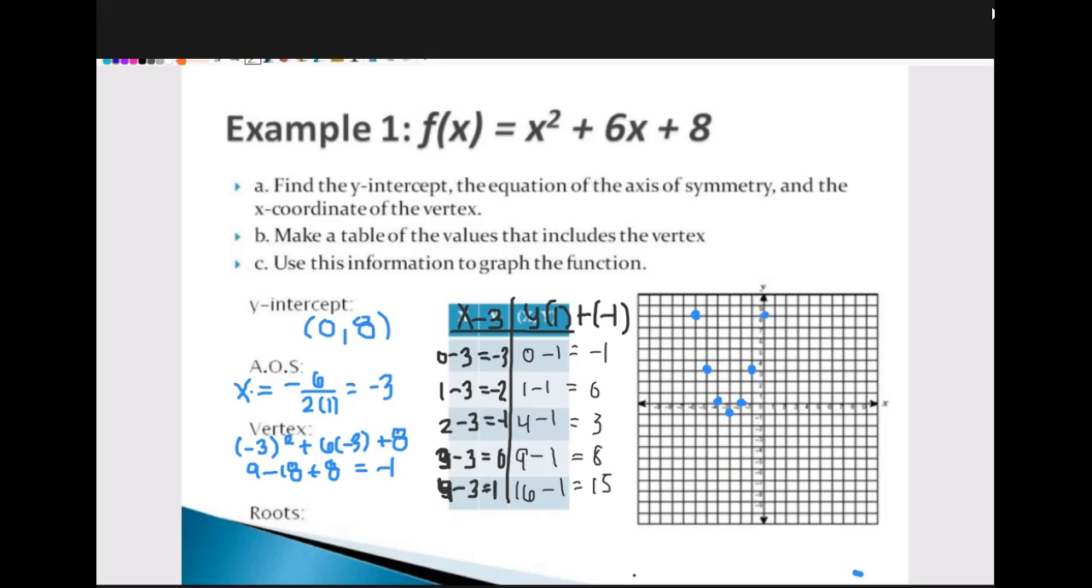But our goal for this unit is to identify the roots, or the points where it crosses the x-axis. So in this case, it crosses at -2 and -4. So my roots are -4 and -2.